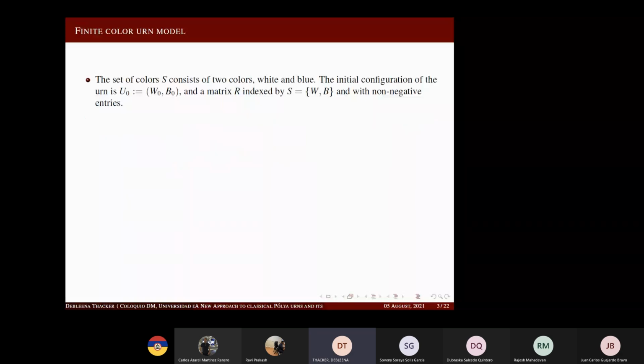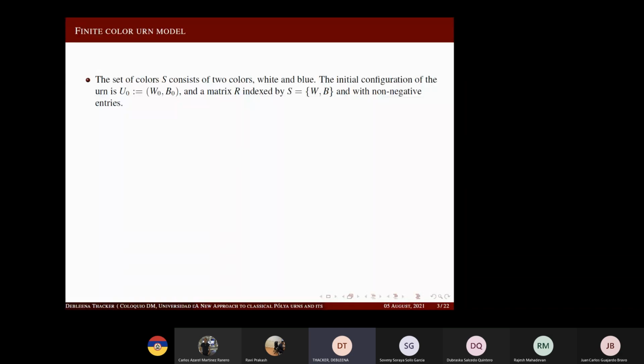Right. So let's first start by defining the finite color urn model. The finite color urn model is a very simple process, and I'm sure many of you know it already. In the simplest classical model, it was first introduced by Pólya in 1930, and that is a seminal work of Pólya.